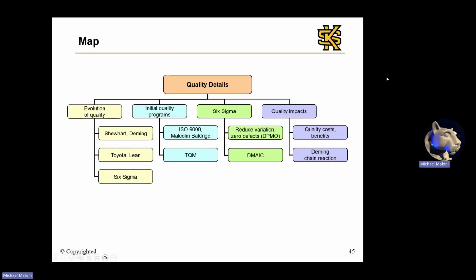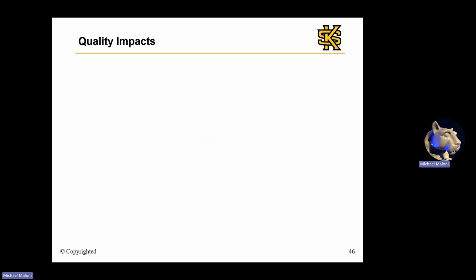This section will present the impacts of quality, including the costs and the benefits. As we'll see, ideally, a good quality culture creates a flywheel where quality continually furthers itself to higher and higher levels. But let's first categorize quality costs, starting with external failures.